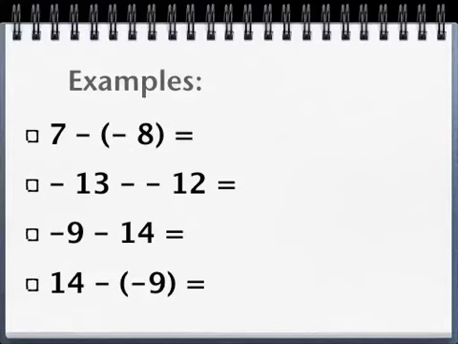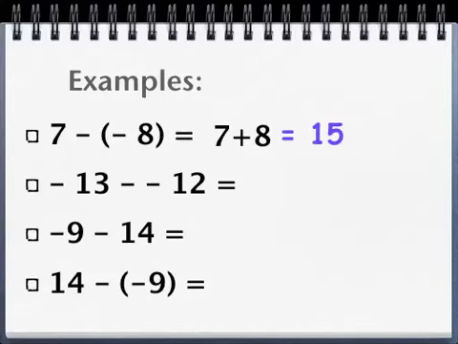What happens is I can take both of those, subtraction and negative symbols, and I can write them as a positive. So 7 minus negative 8 is the same thing as 7 plus 8. Well, 7 plus 8, they're both positive numbers. 7 plus 8 is 15.